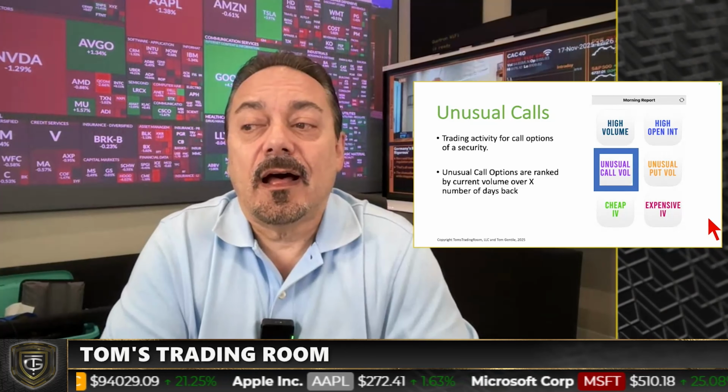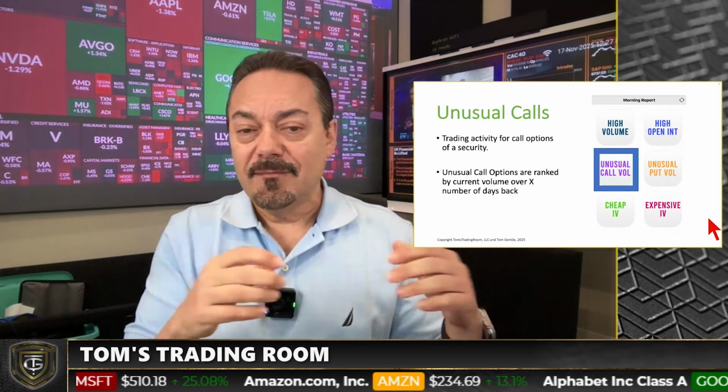Unusual calls. Now, unlike high volume, these are call options of any large security where X number of days back, let's say the last 20 days, they've just done nothing, and all of a sudden something pops in. May not have traded 10,000 contracts, but if we're used to seeing a couple dozen contracts and then all of a sudden 1,500 of them come up, I want to know. I want to see that. I want to know why.